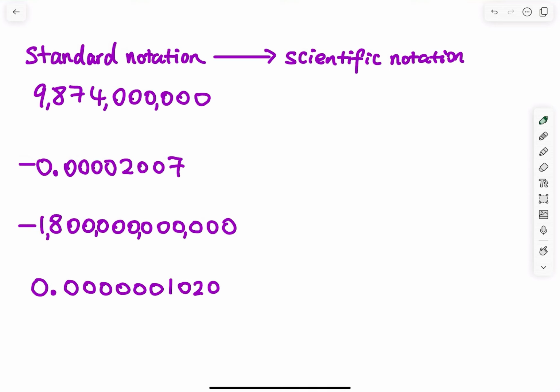I have four numbers written in standard notation. Standard notation means the number is very long, like 41, 62, 35.5. They are standard notation. So that is how you write a number normally. But in this video, do you see that these four numbers are pretty long, right?